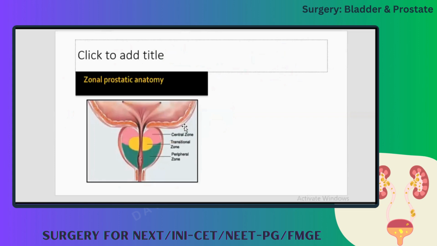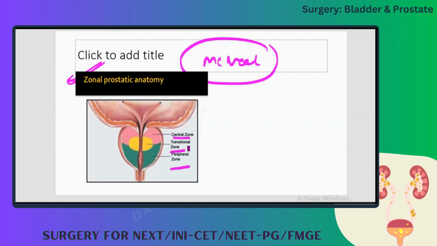So zonal anatomy. Apart from our normal anatomy, there is a zonal prostatic anatomy. Zonal prostatic anatomy was given by McNeal. Remember the surgeon's name also. McNeal. Who gave the prostatic zonal anatomy? McNeal. Okay. So he divided it into 3 zones: central zone, transitional zone, peripheral zone.